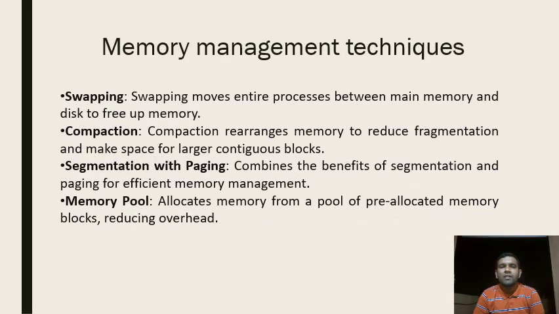Next, let us look at memory management techniques. Swapping is seen here. Swapping moves entire processes between main memory and disk to free up memory. Compaction rearranges memory to reduce fragmentation and makes space for larger contiguous blocks. Segmentation with paging combines the benefits of segmentation and paging for efficient memory management. Memory pool allocates memory from a pool of pre-allocated memory blocks, reducing overhead. These are the different types of memory management techniques.